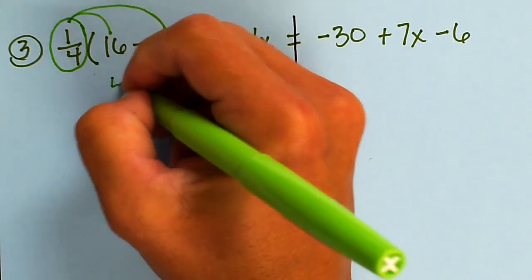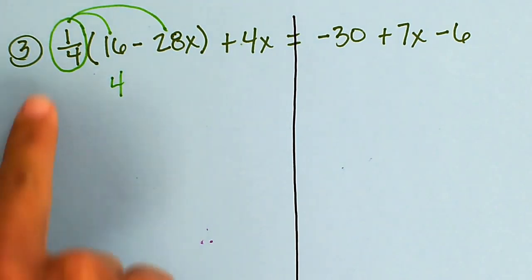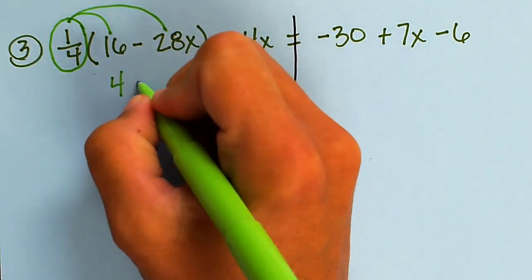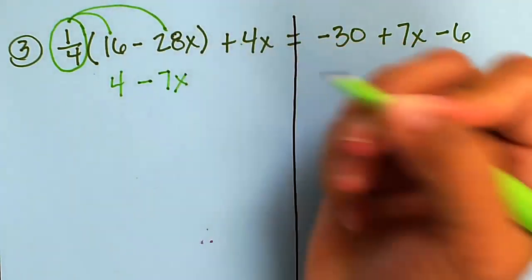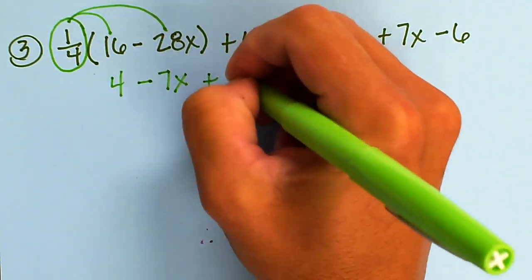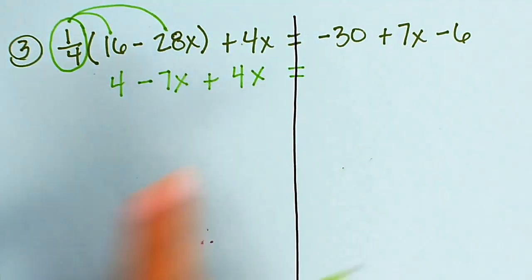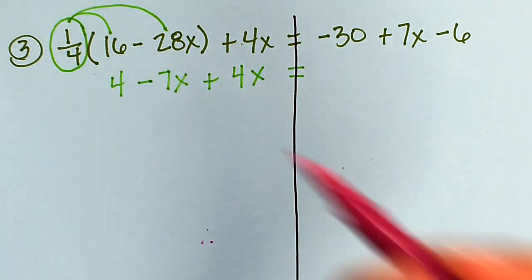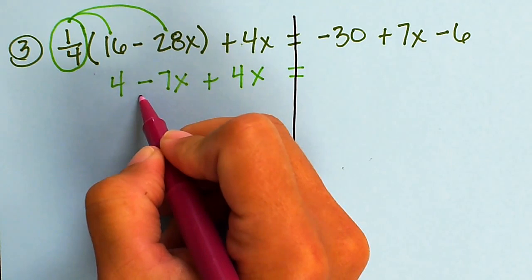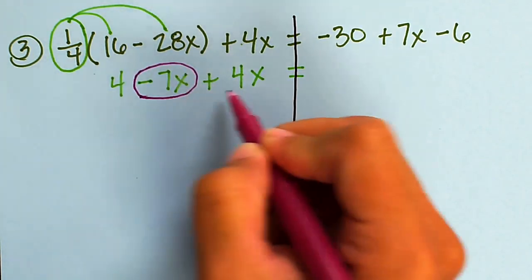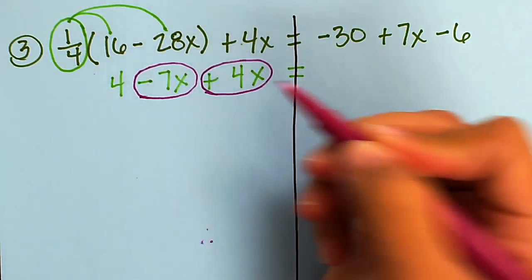1/4 of 16 is 4. 1/4 of negative 28 is negative 7x. And then I still have that plus 4x. So is the left-hand side simplified? Not completely. I have like terms. Combining like terms is part of simplifying.